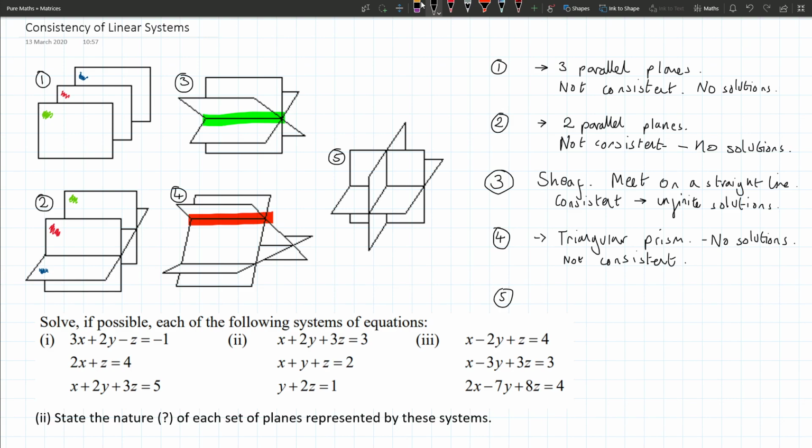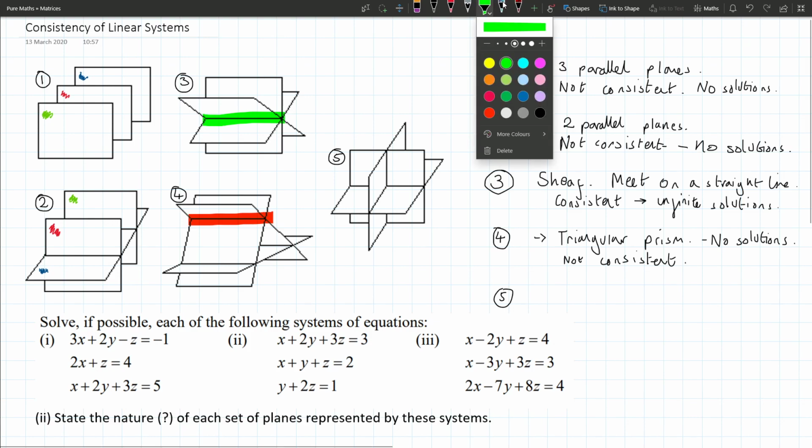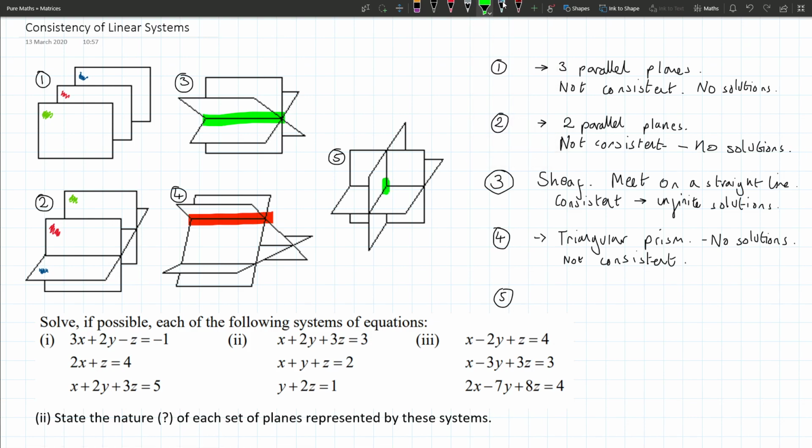Finally, the easy case. The easy case is when they meet at a point like this, the one point here. You can imagine if 3 planes formed 3 sides of a cube, the corner of the cube would be a point where they all meet. So it's a bit like that kind of situation. Meet at one point equals consistent.